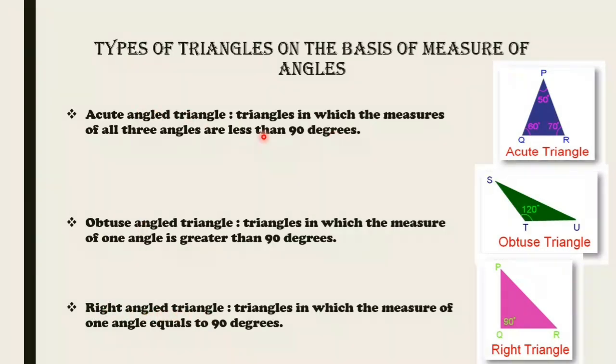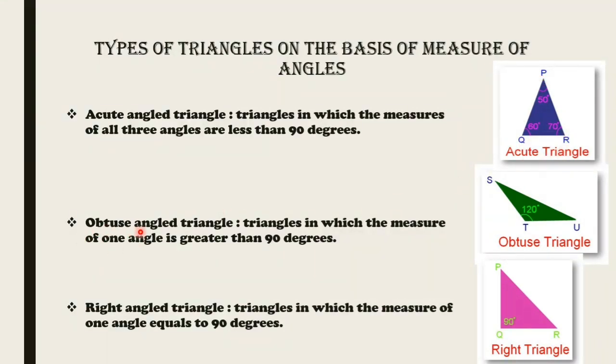Triangles in which the measures of all three angles are less than 90 degrees are called acute angle triangles. You can see here in this example triangle PQR, angle P is of 50 degrees, angle Q is of 60 degrees and angle R is of 70 degrees. All three angles in this triangle PQR are less than 90 degrees. So that's why triangle PQR is an acute triangle.